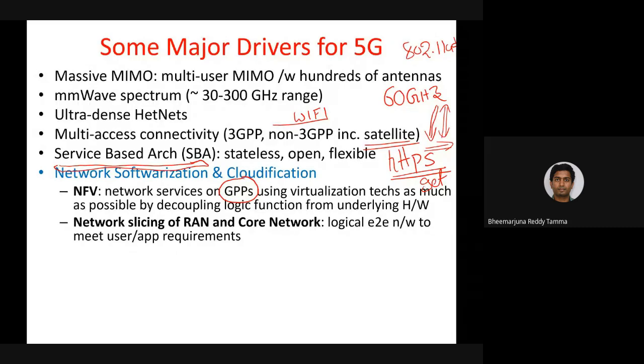What is the benefit of doing this slicing? Again, we'll come back later, but at a high level, slicing means providing different logical networks for different end users. For example, when I was talking about eMBB, URLLC, and massive MTC, those are the three broad levels. But under each, we can also categorize the users and applications into different categories.